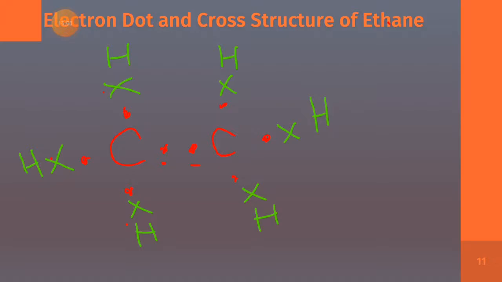Now if you look at the carbon as well as all the hydrogen atoms, you will see that the outermost shell of each atom is complete, and therefore all the elements get stability because of the complete valence shell.